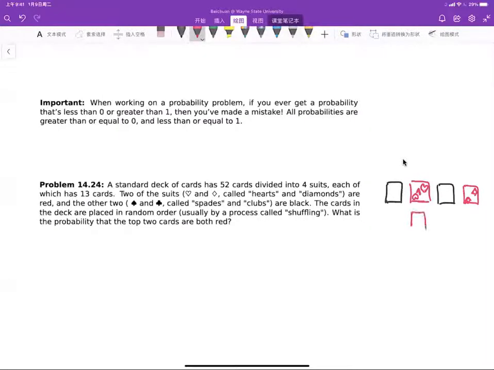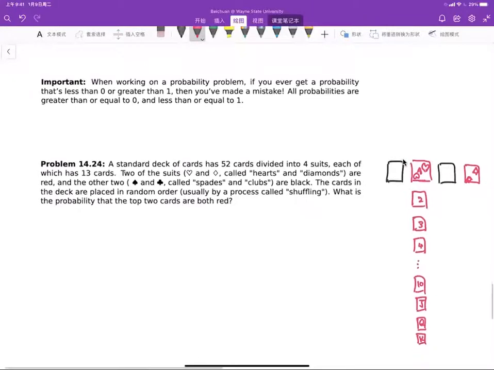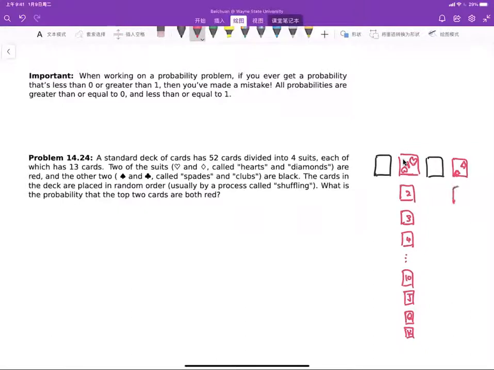ace, then heart 2, heart 3, heart 4, and so on. Then heart 10, heart jack, heart queen, and heart king. Right? So there are 13 cards for each suit. And for the diamond, that's the same thing. The first one is diamond ace, then diamond 2, diamond 3, diamond 4, and so on until diamond 10.